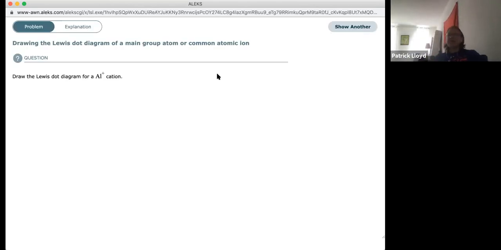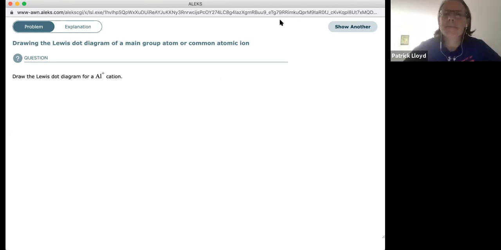Aluminum cation, Al+. Now that's actually not a stable form of aluminum, but we can do it anyways, Al+. So aluminum has 13 electrons, but more importantly, it's in group 3A, right? It goes 1A, 2A, then you have the transition metals, and then it's 3A. It's right underneath boron, so it's group 3A. So the aluminum atom would have 3 dots, 3 electrons, 3 valence electrons. But this is Al+, so you're going to lose 1 valence electron. So now you only got 2.